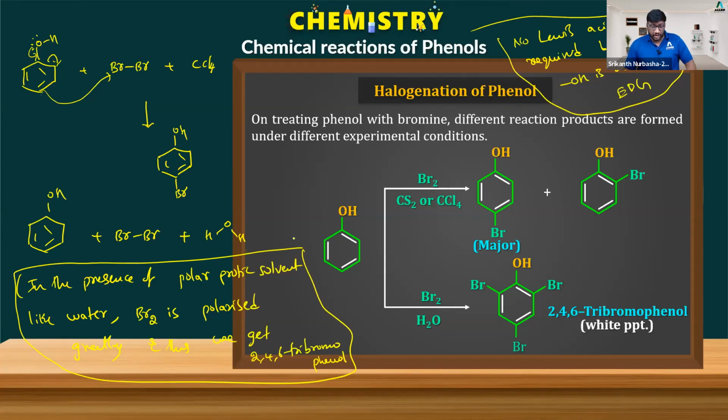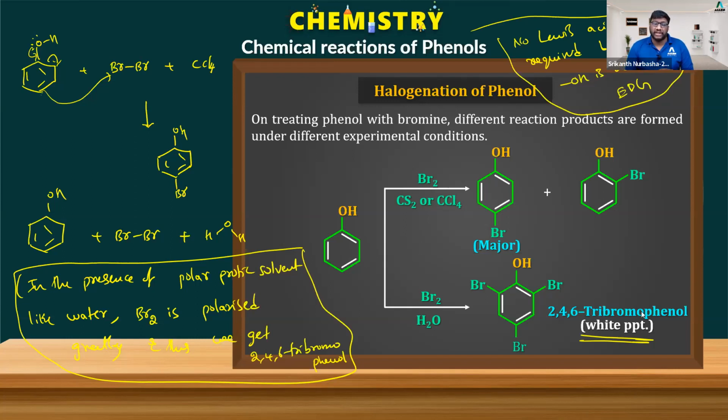If the electrophile concentration is great, obviously all the available positions, that is the ortho and para positions, which are electron rich, will be occupied. So you will be getting 2,4,6-tribromophenol, a white precipitate, as the major product. Is that clear, students? Everyone?